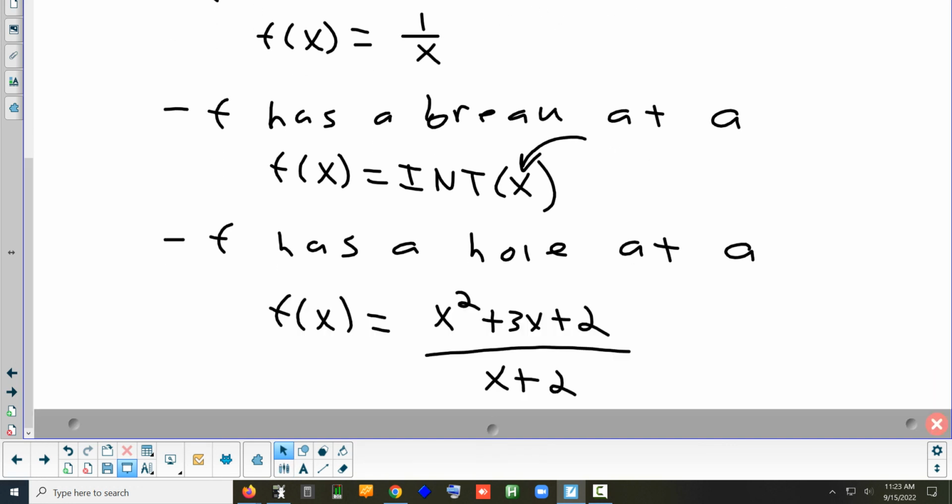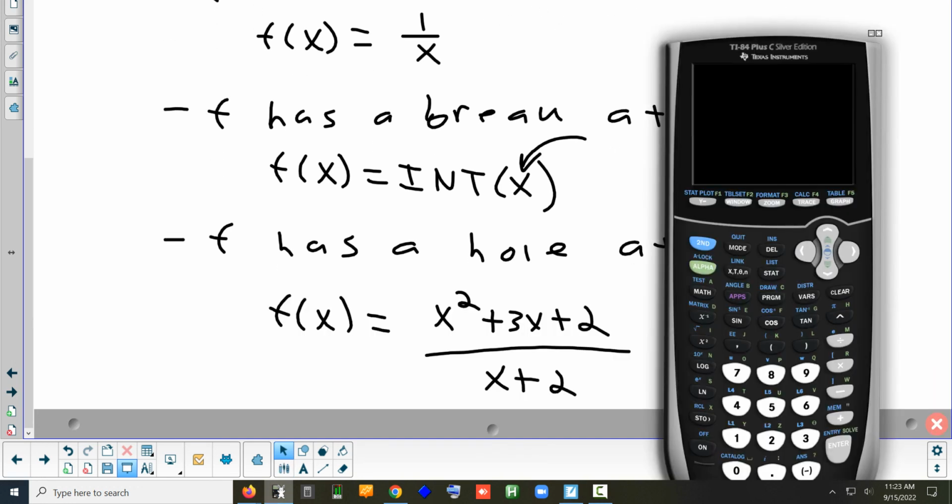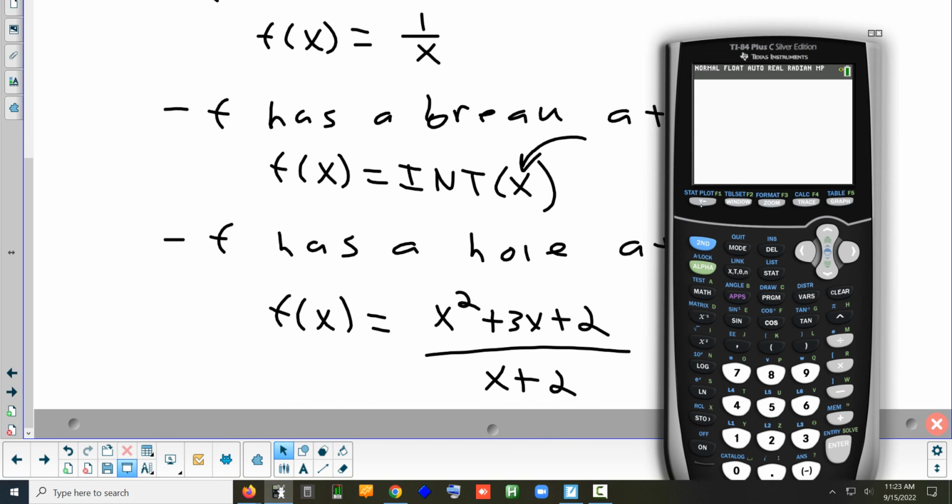Here's an example. Let's graph that. A hole is a special type of undefined value. It's not detectable on a graph. It's still undefined like the first one, but it's not detectable on a graph. So that's the important thing.